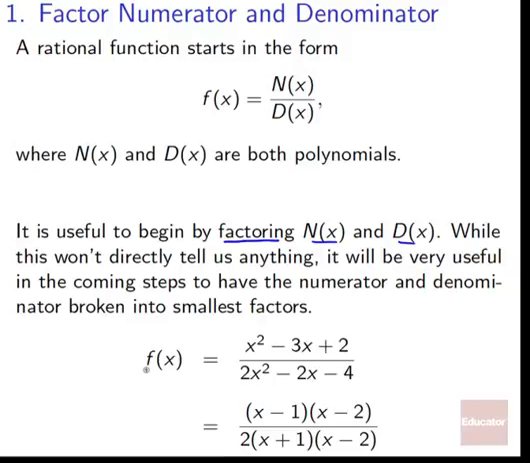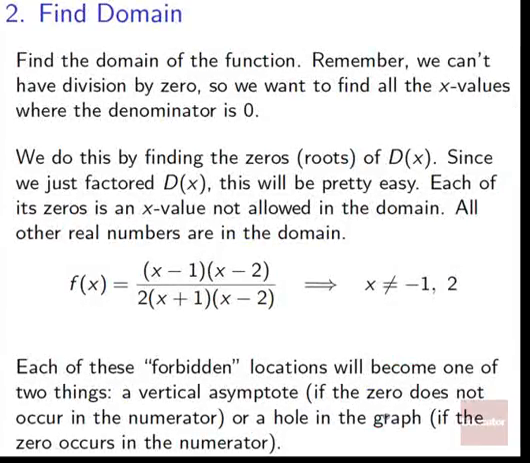So we're going to have a running example as we go through this. If we have f(x) equals x squared minus 3x plus 2 divided by 2x squared minus 2x minus 4, we could factor this and we'd get (x minus 1) times (x minus 2) for the numerator divided by 2 times (x plus 1) times (x minus 2) for the denominator. So we started off by just breaking these into their factors. By seeing what these things become, we're able to get a good sense for later steps. So we just reformat it with the numerator factored and the denominator factored, and that's all we do for right now.